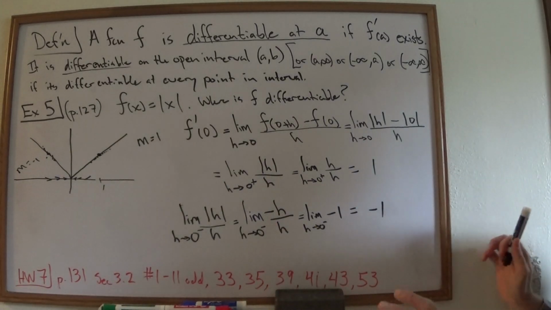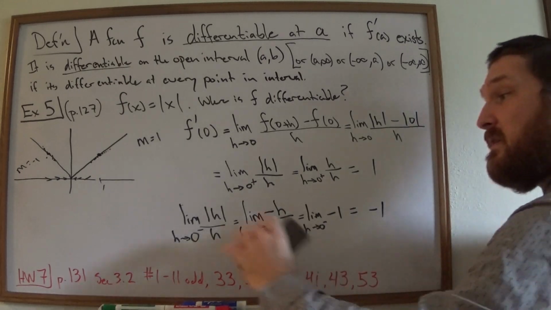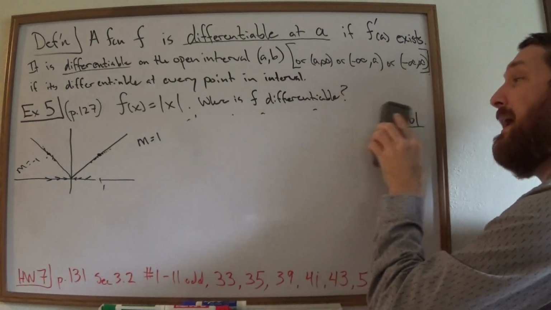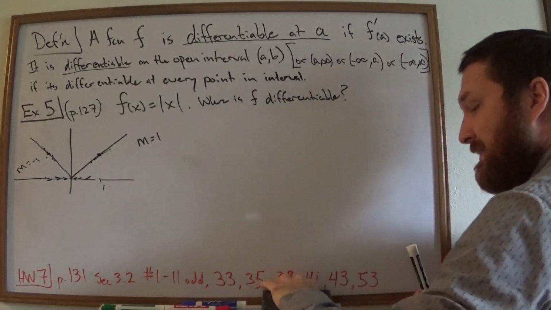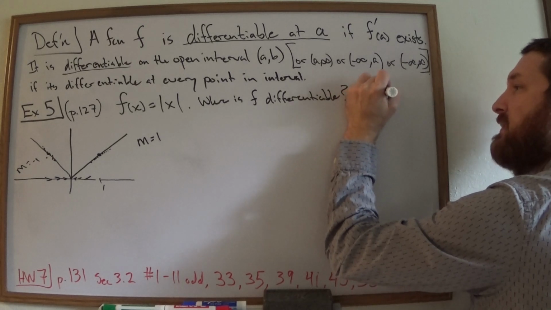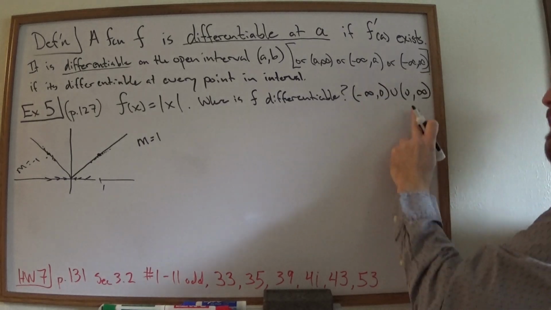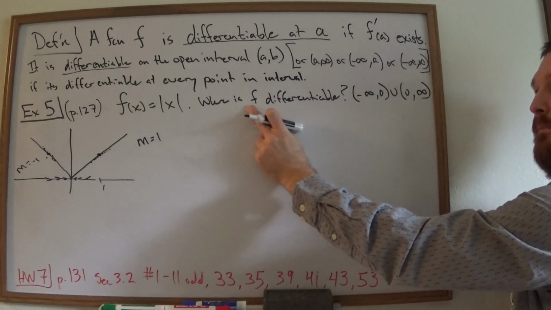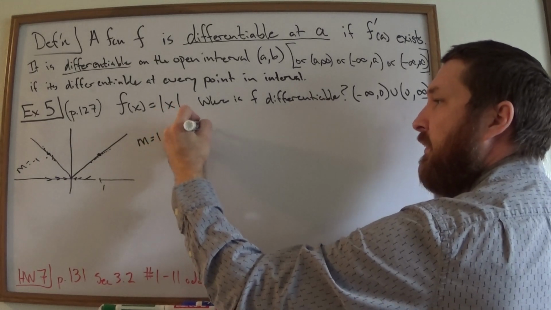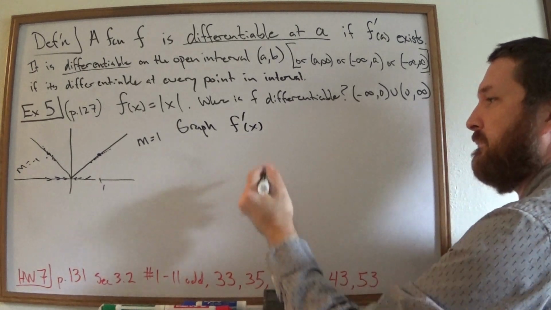So let's do this now. So now that we figured that out, where is it differentiable? Everywhere but 0. And so I'm going to write that as negative infinity up to 0, union that with 0 up to infinity. That is where f is differentiable. And so now let's graph f prime of x.